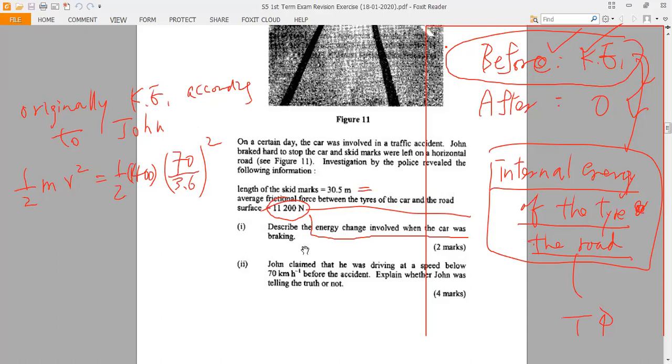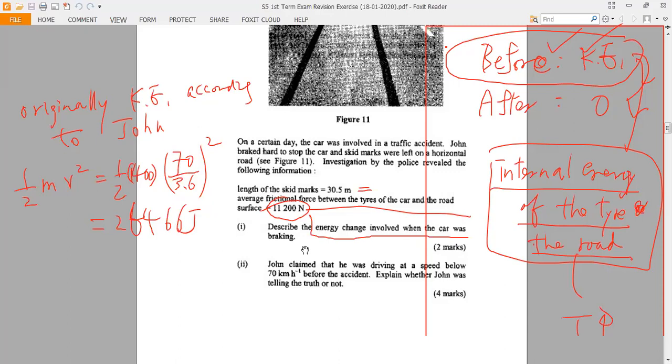It's 1400 divided by 2 times 3.6. What am I doing? Screwing around. Okay, I got this, 242. See, so stupid. 26466 joules. Now, this is what John claimed, that the energy he should have is 26466 joules.